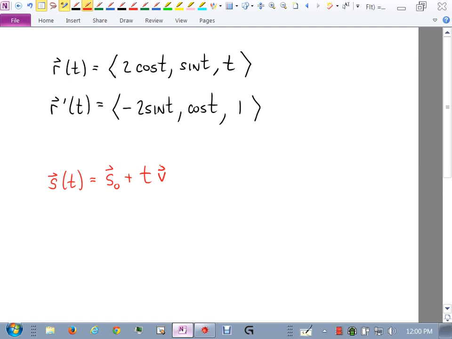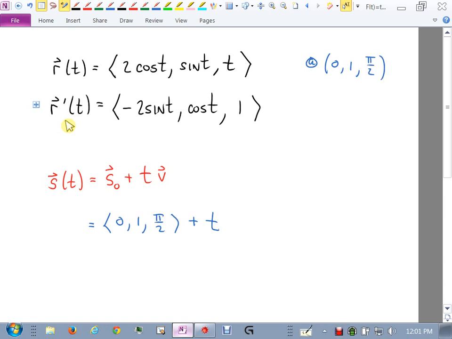Well, I was given something in the problem, right? At the point 0, 1, pi over 2. So I actually have s naught, don't I? This is 0, 1, pi over 2, plus t times, now I need v, right? How are you going to get v? V is the direction, right? So v is the derivative, correct?